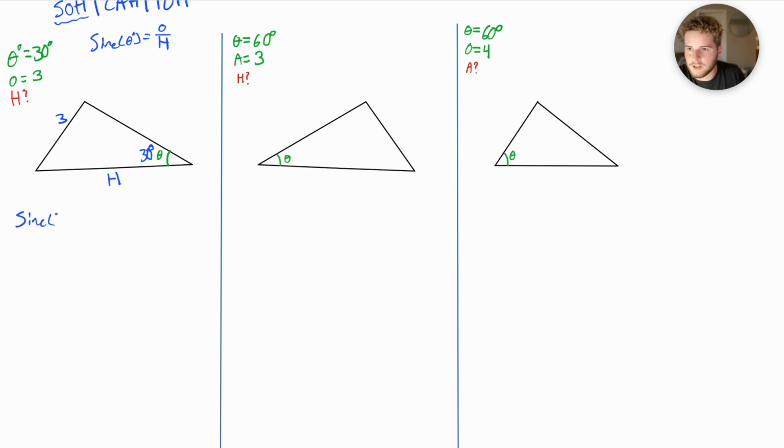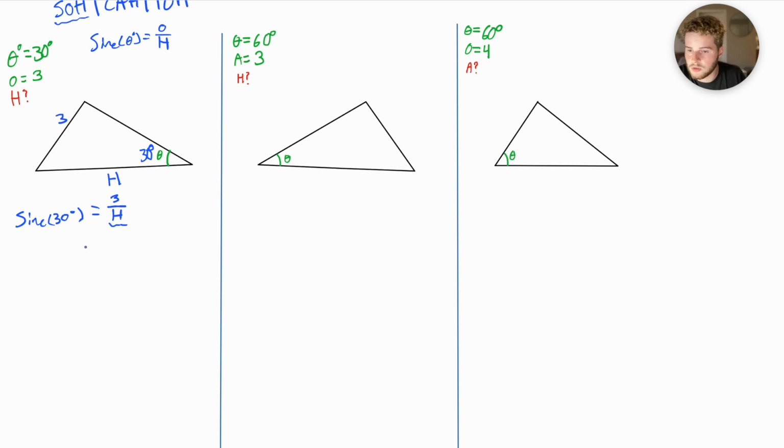We know that theta is 30 degrees. That's given to us in the example. And we also know that the opposite side length is 3, but we don't know the hypotenuse. That's the information that we want to find in this example.